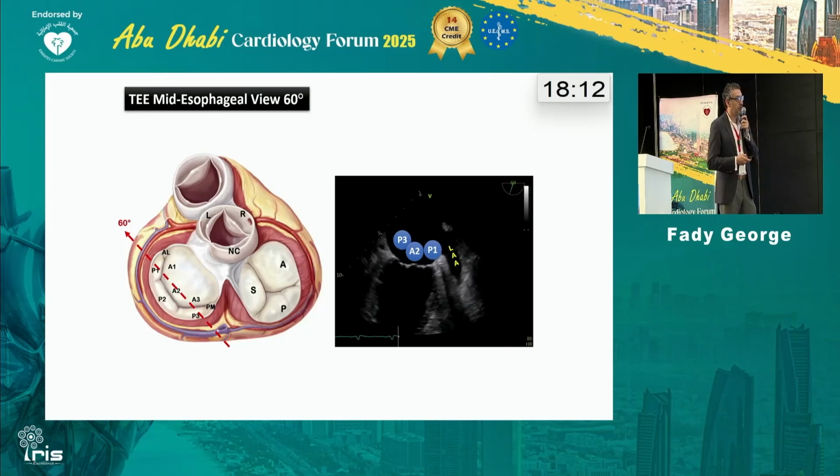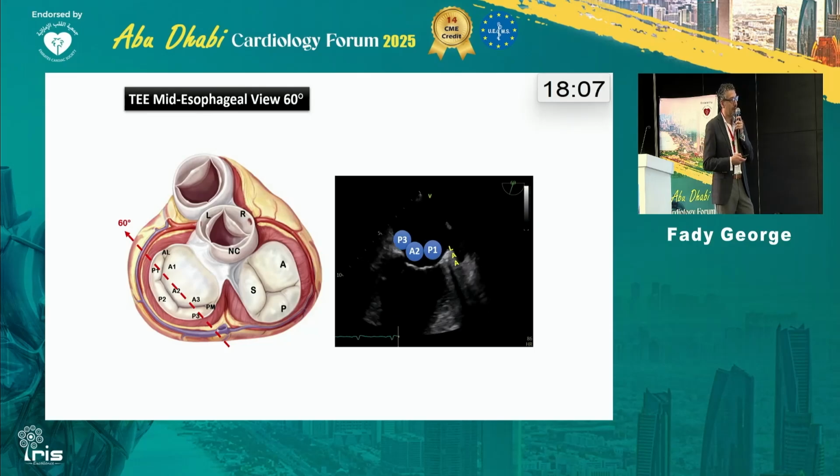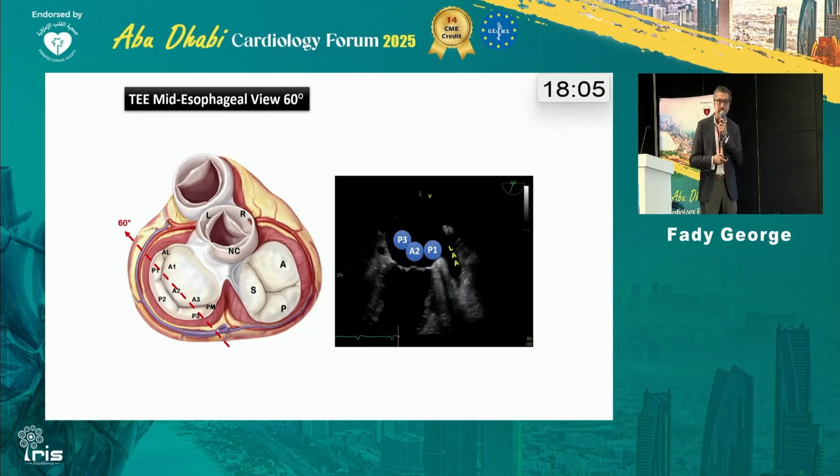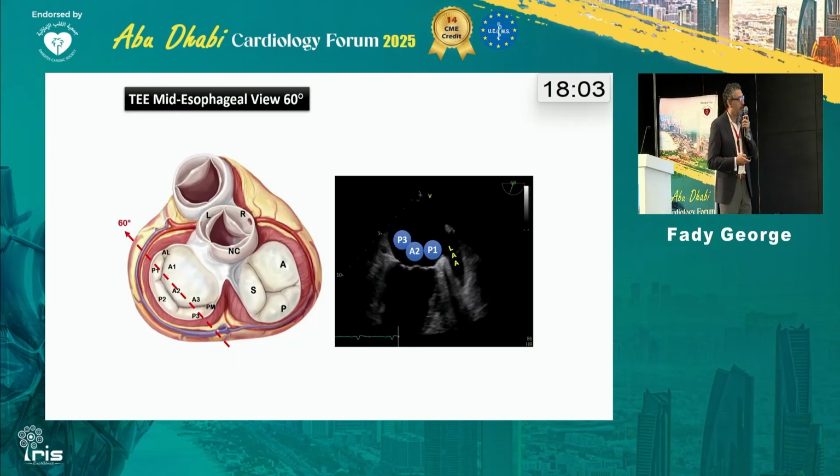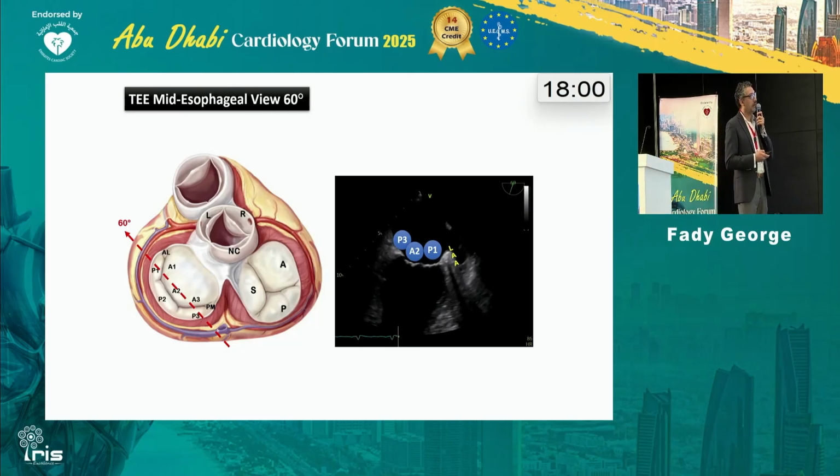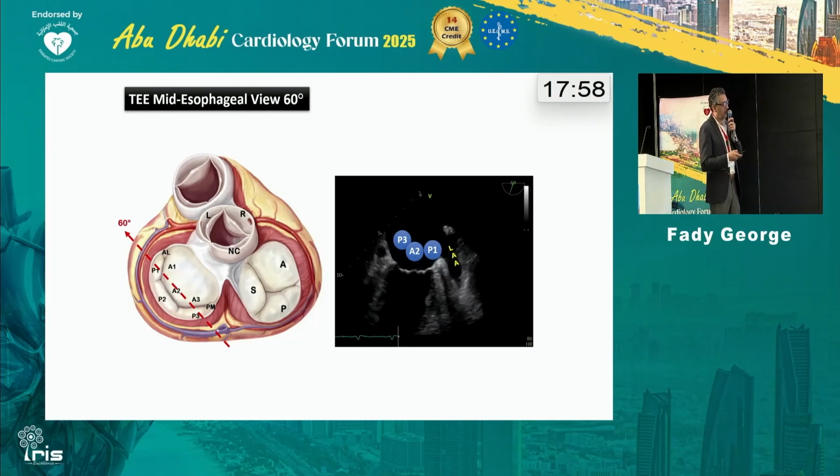You can even measure the pulsed wave velocity across the LAA. If you're considering that this patient had AF and you need to cardiovert, you have to make sure the velocity is above 45 centimeters per second. So here you can see 3 scallops, P3, A2, and P1.